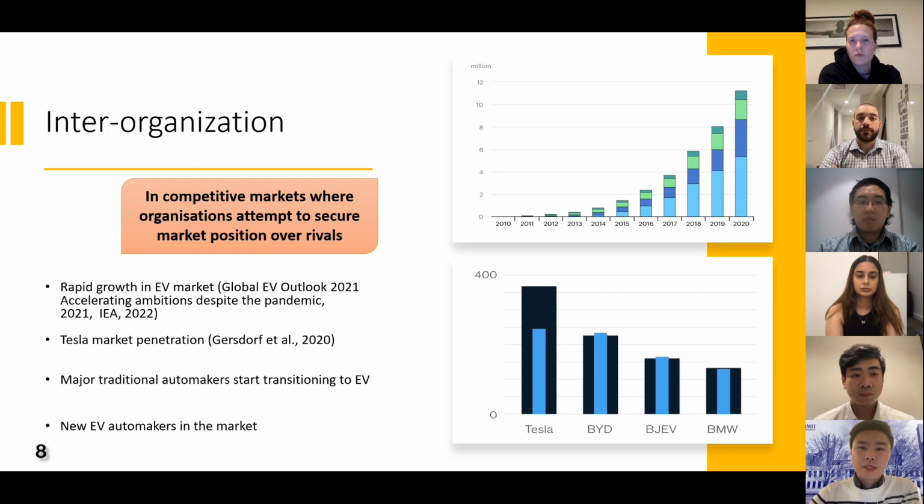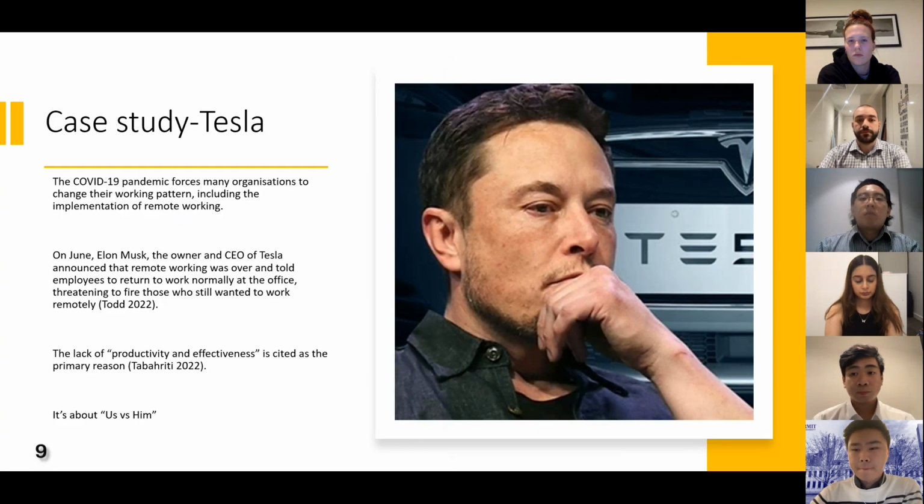And overall, the competition in the EV market has accelerated innovation in vehicle design and manufacturing processes, as well as in the energy storage industry. And so customers are getting more options to choose cheaper, greener, and more innovative vehicles. I'll now pass to Dinh for our case study on Tesla.